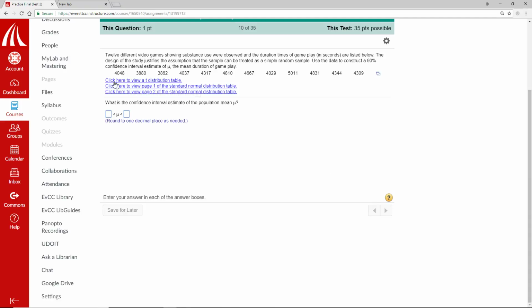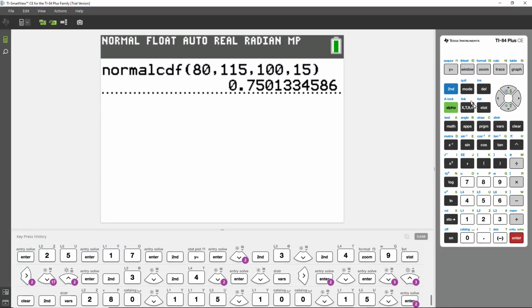Alright, so here we're going to create a confidence interval, but we have to put this into a list. So I'm just going to put this all into list 1. Let me clear my lists out.